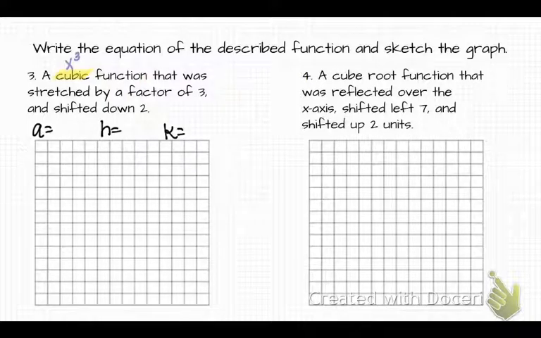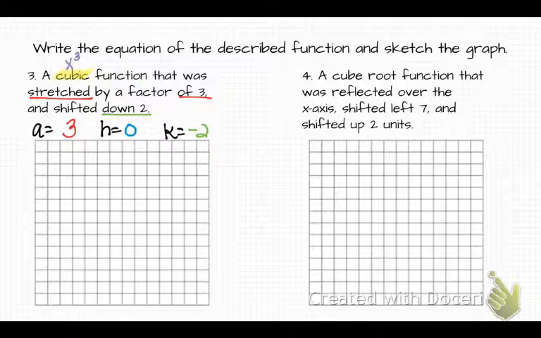So first it says stretched by a factor of 3. Is that A, H, or K? A. And then what else does it say? Shifted down 2. Is that H or is that K? That is K. And what kind of sign is that? A negative 2. Do I have an H value? No. Do I move left or right at all then? No. If I don't have an H value, I don't go left or right.